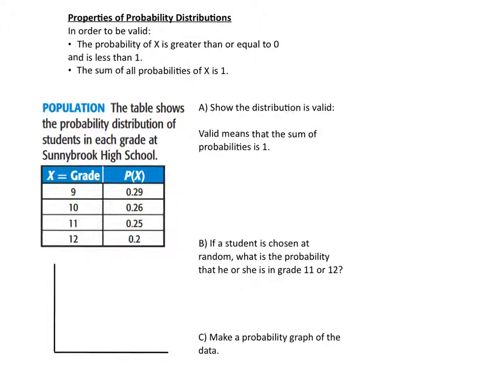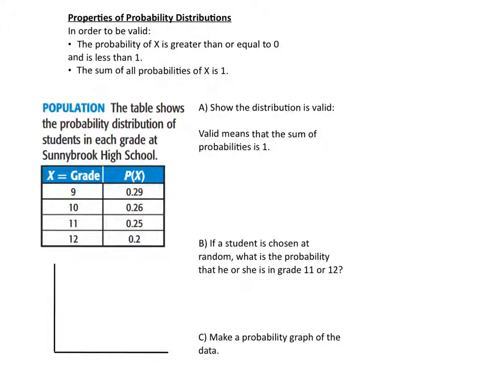So we look at the population. The table shows the probability distribution of students in each grade at Sunnybrook High School. So the following grades and then the percentage of students in that grade, or the probability distribution of students in that grade. So question A, show that the distribution is valid. Valid means that the sum of the probabilities is 1. So here's how we would write out our answer.